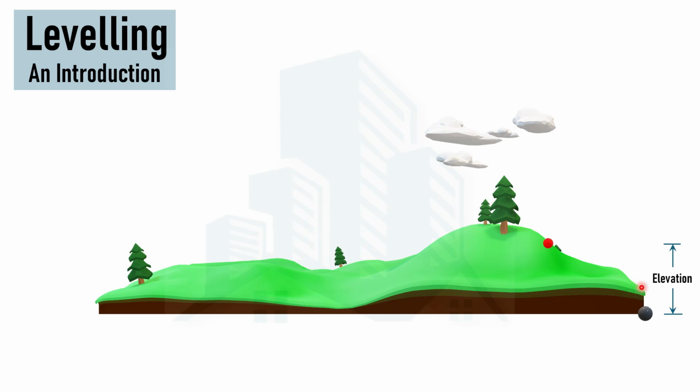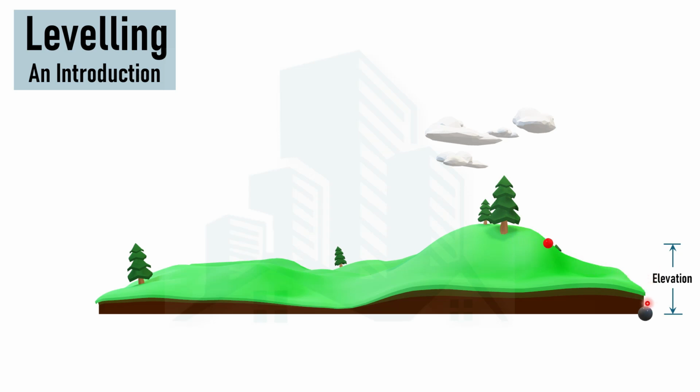If we can determine the elevation of different points, like this point and the other points on this surface, then we can have a profile. Profile is the one which tells us how the land varies in the cross section.